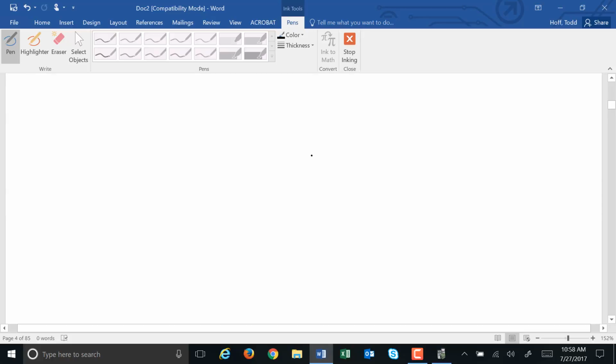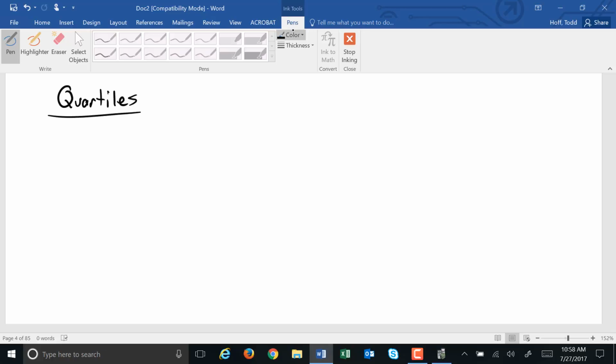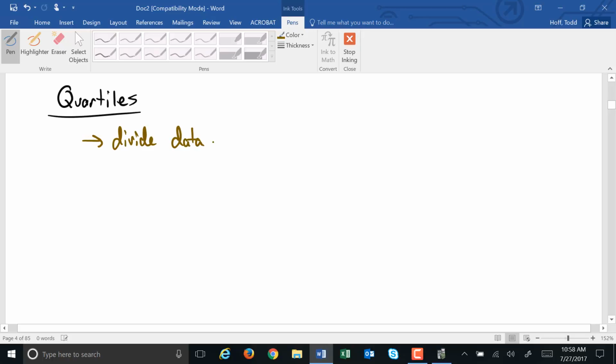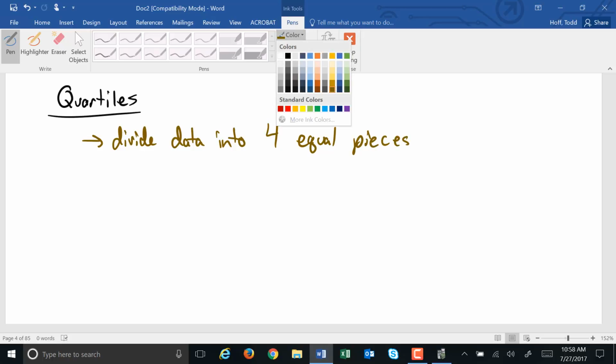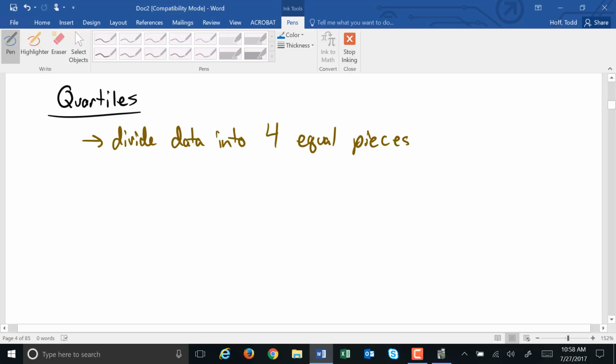Now, when we talk about data analysis and statistics, there's something that's slightly more useful than percentiles, and that is quartiles. Quartiles cut the data into quarters. Divide the data into 4 equal pieces. Now, by 4 equal pieces, I mean 4 pieces that have the same number of items in them, not necessarily the same range.